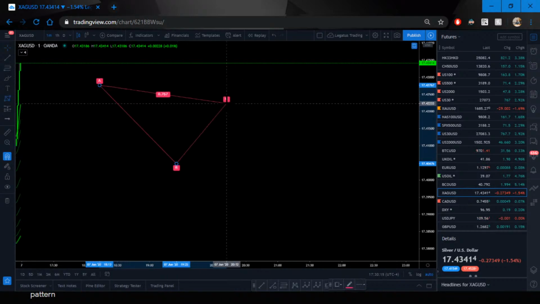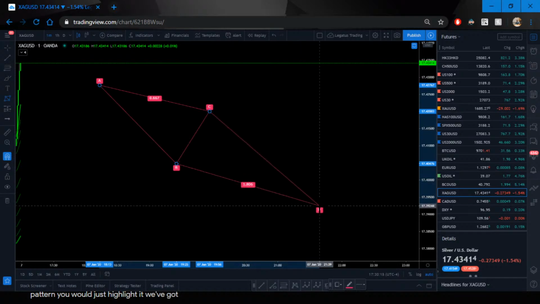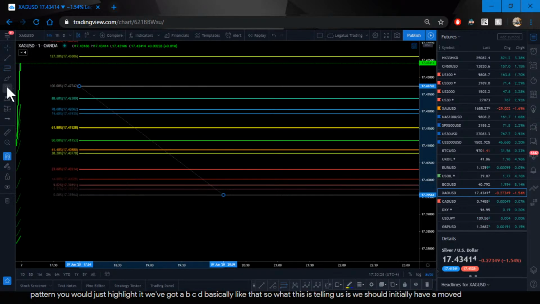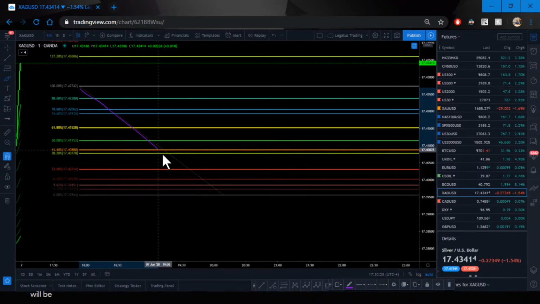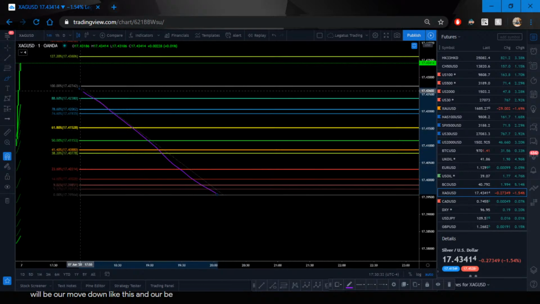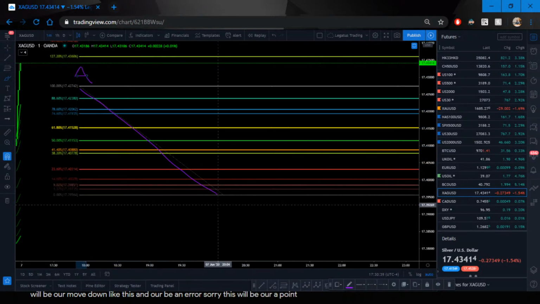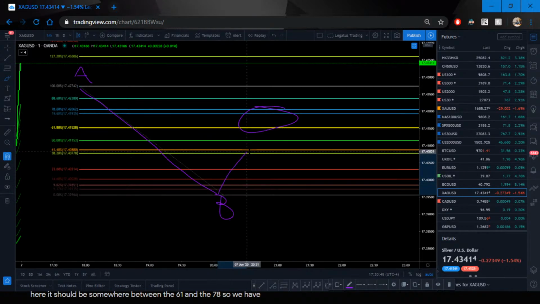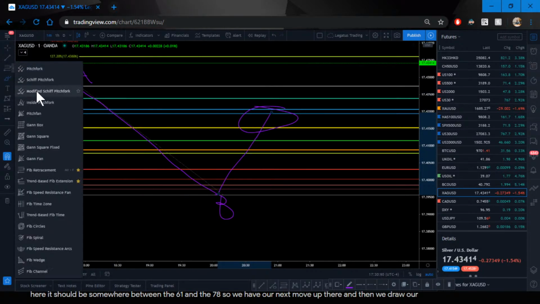Just like any other pattern, you would just highlight it. We've got ABCD basically like that. So what this is telling us is we should initially have a move down, like this. And this will be our A point, and this will be our B point. Our C point should be somewhere in here, somewhere between the 61 and the 78. So we have our next move up there, and then we draw our next Fibonacci.